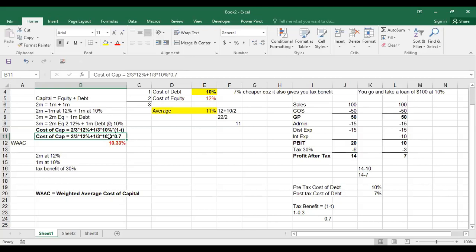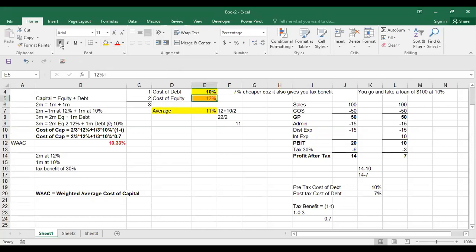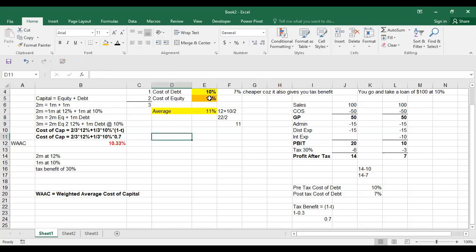Similarly, the same rule goes for equity. You will have equity, but how would you calculate it? Is it 12% or 10%? So you need to calculate it yourself. In this question, I gave you that your cost of equity is, say, 12%, but not always. You have to find out how much the cost of equity is, okay?